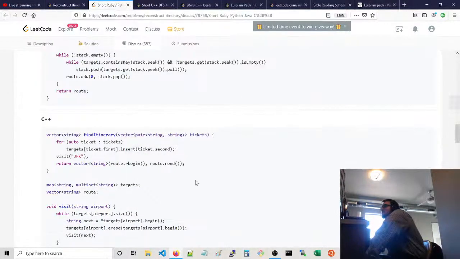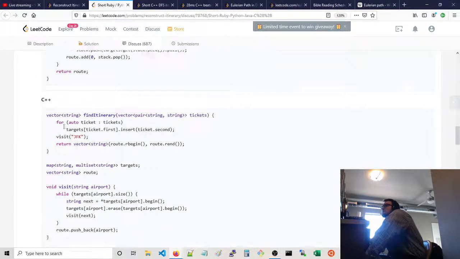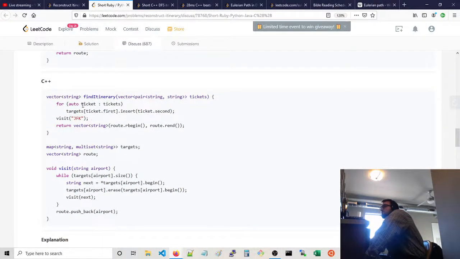So we're going to have to sit and think for a while, ponder it. Okay. So this part I get. This creates our multiset, right? Fair enough. And this gives us our recursion, and then this reverses the route at the end. All right. This only gets called once, so that's fine.